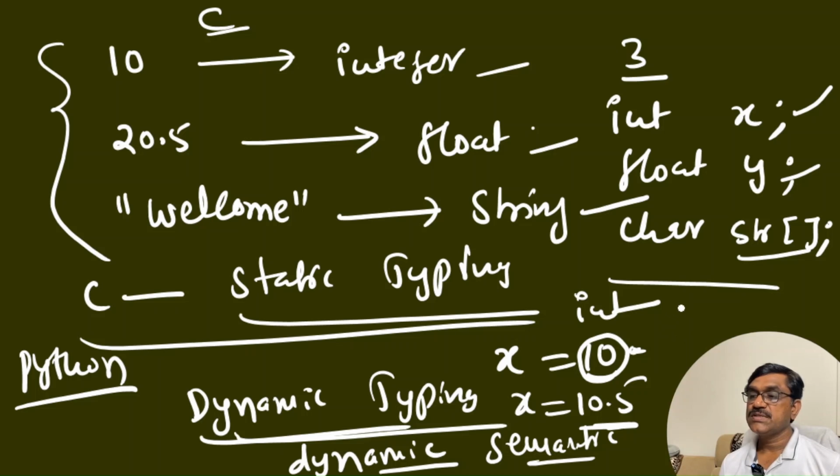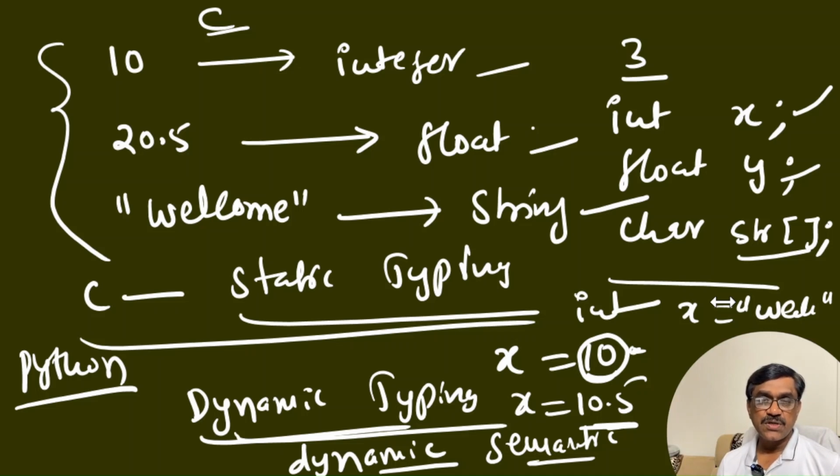If you say x is equal to welcome, it is going to store the string type of variable. During the lifetime of the variable and at runtime, it is going to contain different data items. That is the greatness of using a variable in Python. But this is not the case in C programming.